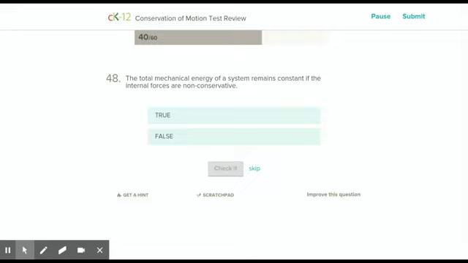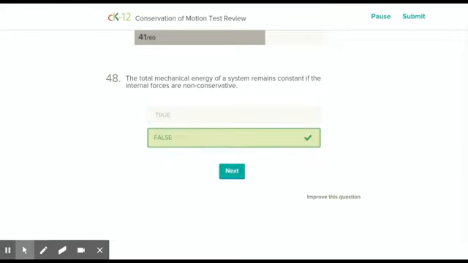The total mechanical energy of a system remains constant if the internal forces are non-conservative, which is false because non-conservative means it's not conserved inside the closed system. That means the energy can go out and in of the system, but we learned that in a closed system, all that energy is conserved, right? The mechanical energy is conserved. So this is false.